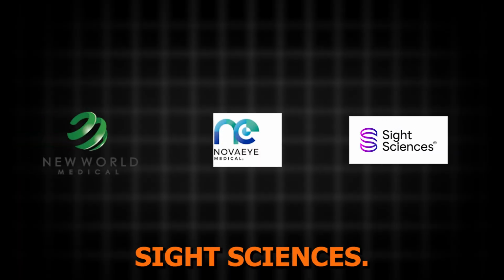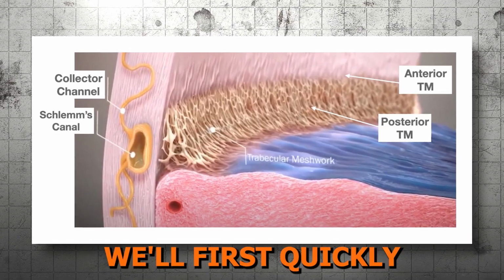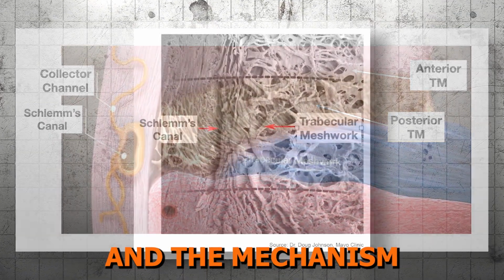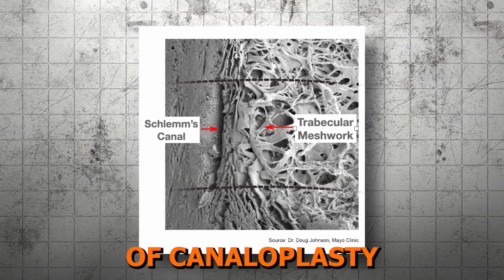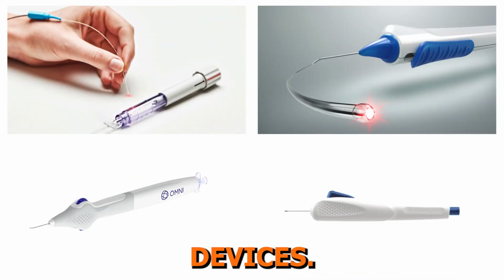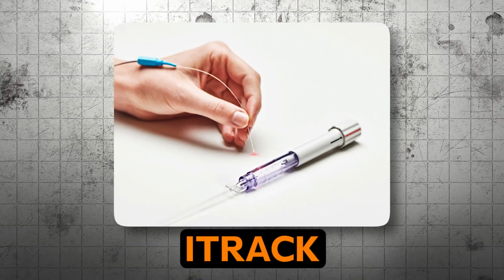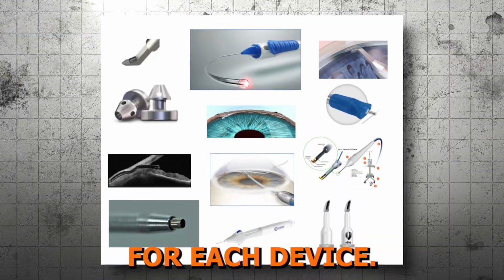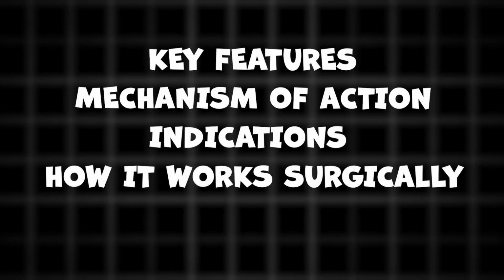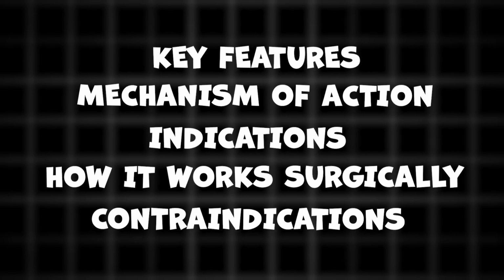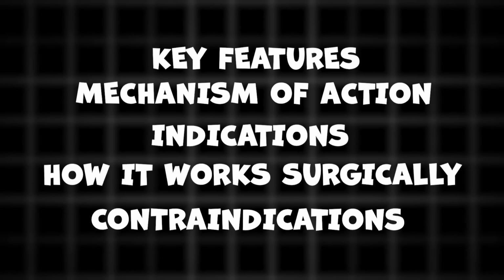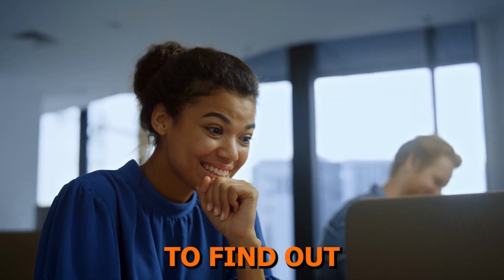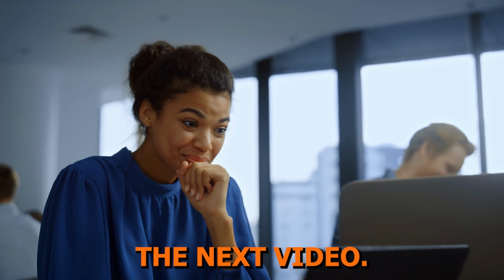As we break down this topic, we'll first quickly review angle anatomy and the mechanism of action of canaloplasty techniques. Then we'll discuss the available devices in this class: iTrack, iTrack Advance, OMNI, and Streamline. For each device, we'll go over what it looks like, its key features, the mechanism of action, its indications, and how it works surgically. Finally, we'll discuss contraindications to guide appropriate patient selection. Make sure to watch to the end to find out what we'll be discussing in the next video.